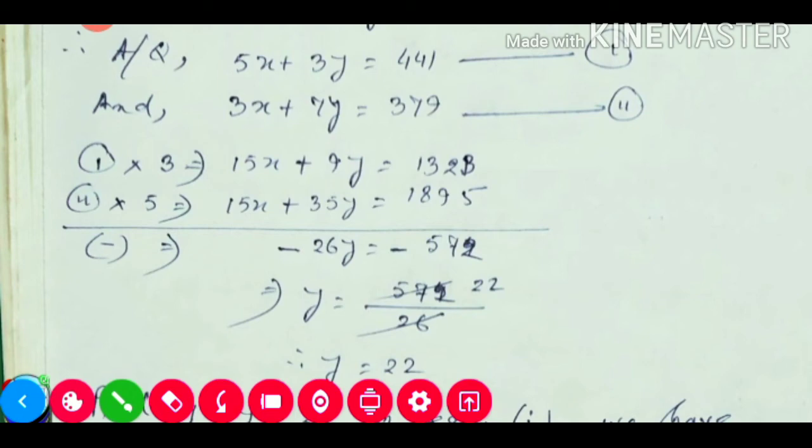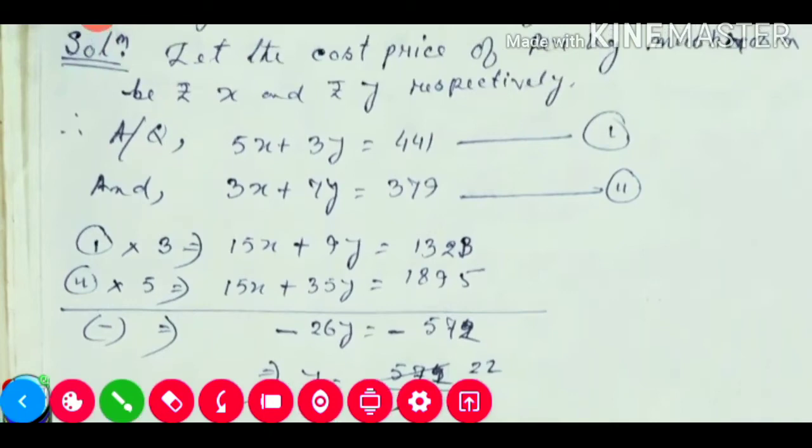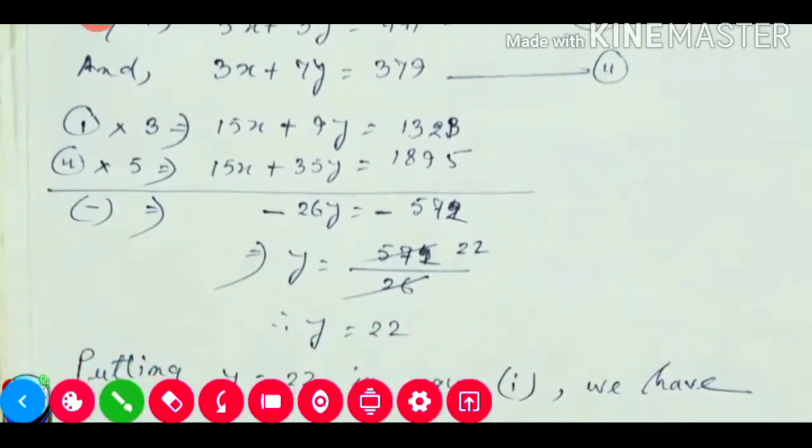Now if we subtract, it will be minus 26y is equal to minus 572. So the minus on both sides will be cancelled. Now 572 divided by 26 will be 22. So the y value we got is 22. Now this y value 22 we will put in equation number 1.